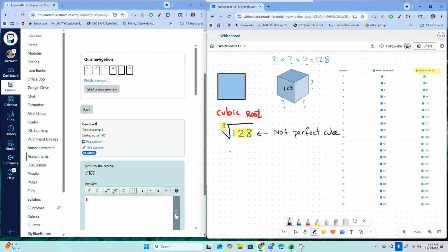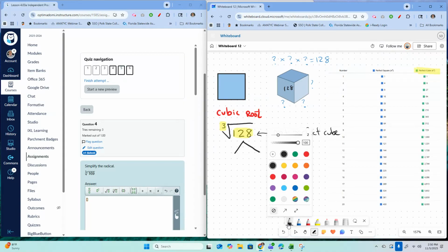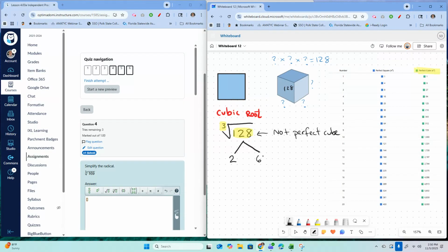in the previous problem. So I'm going to make a tree with 128. And remember, a tree is, think of two numbers that, when you multiply, give you 128, but you cannot use 1 and you cannot use the number itself. So for example, I'm thinking of 2 times 64. And then 2, I cannot do a tree because the only numbers that make 2 when you multiply are 1 and 2. So instead of making a tree, I'm going to circle it. This is what we call a prime number.